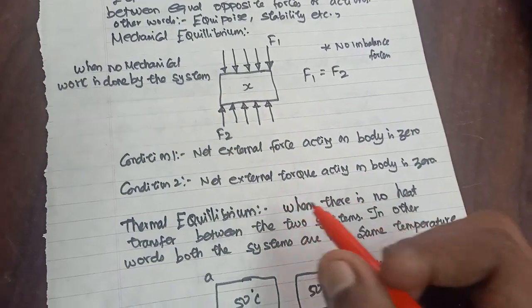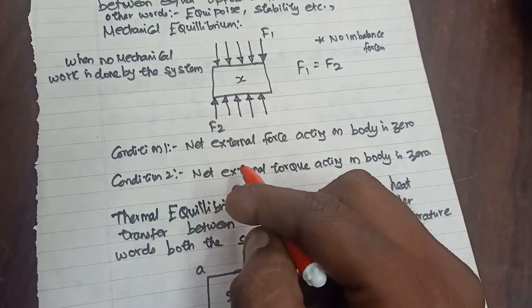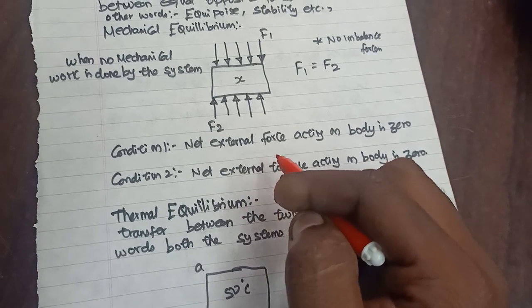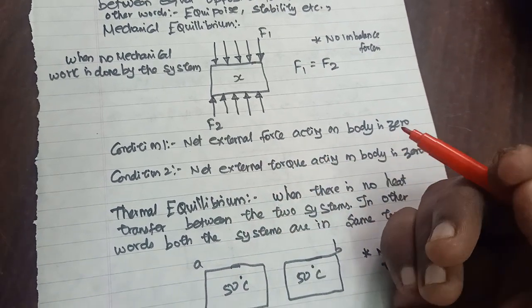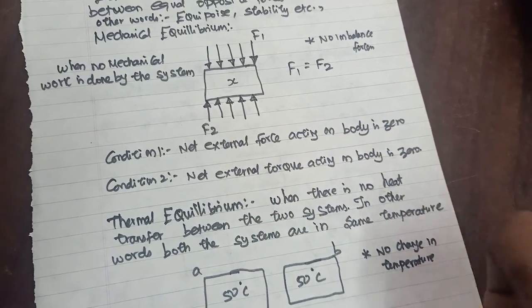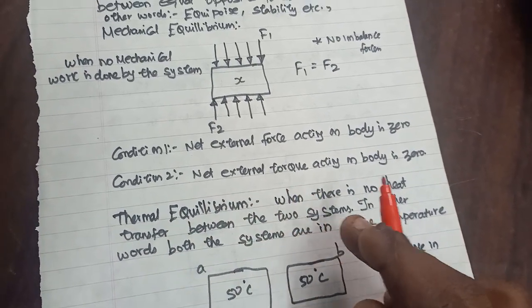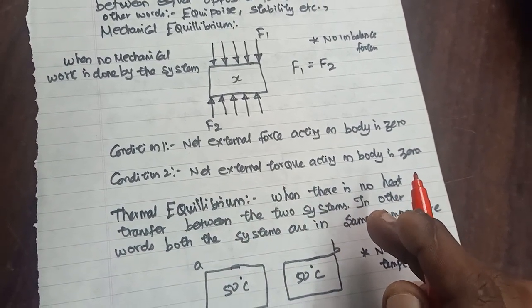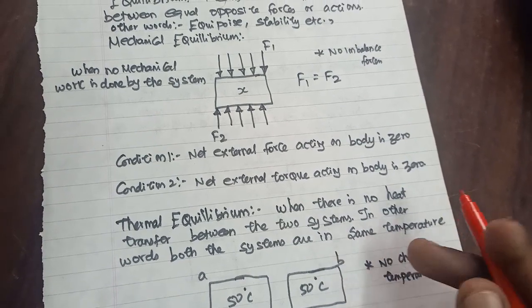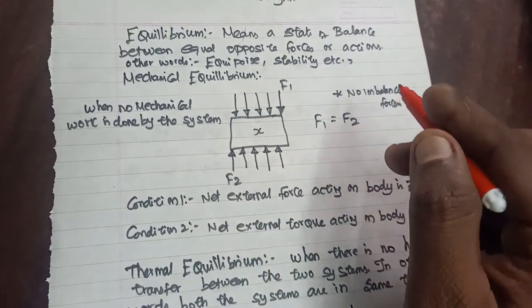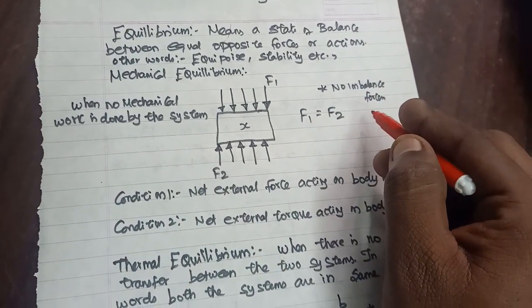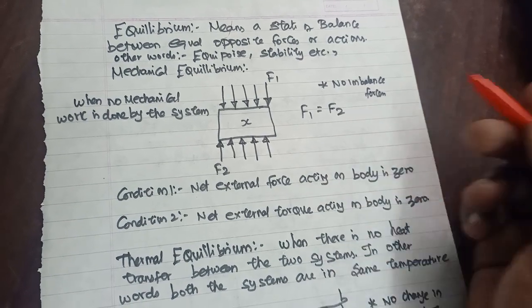In other words, the net external force acting on the body is equal to 0, or the net torque acting on the body is 0. Basically, for easy remembrance, no imbalanced forces on both sides.